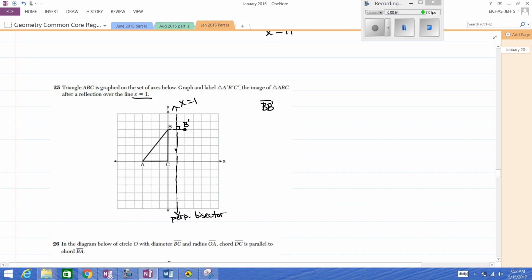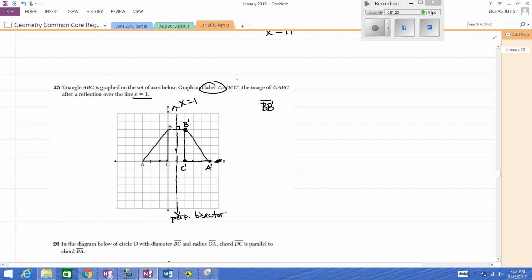So, from A, it's 1, 2, 3, 4, 5. One too many, that was 4. 1, 2, 3, 4. So that's A prime. And that's going to be C prime. Make sure we use our straight edge. I can't on this software, so it's the best I can do. But don't freehand that. Make sure we use our straight edge.